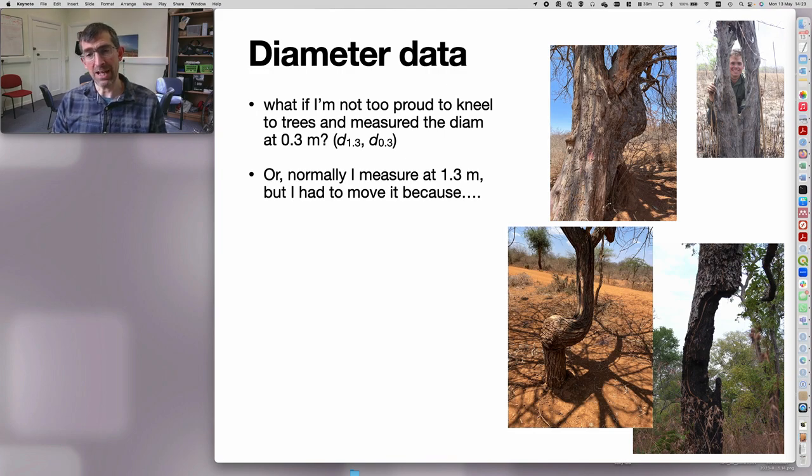So how do you deal with that? Well, you need some way of converting to what the diameter would have been at 1.3 to be able to use any of these allometrics.